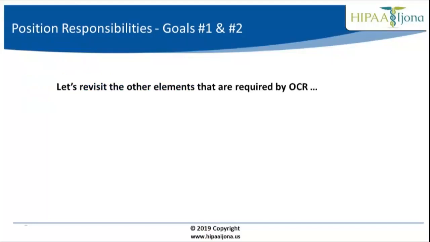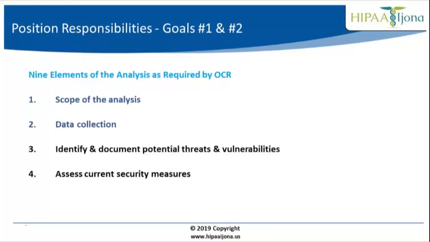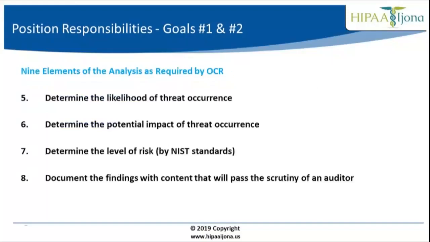Now, let's just revisit the other elements that are required by the OCR. Okay, we've talked about the scope. We've talked about data collection. The other one is to identify and document potential threats and vulnerabilities, to assess current security measures, to determine the likelihood of a threat occurrence, to determine the potential impact of a threat occurrence, to determine the level of risk, I suggest by NIST standards. We will be talking about them, and document the findings with content that will pass the scrutiny of an auditor.